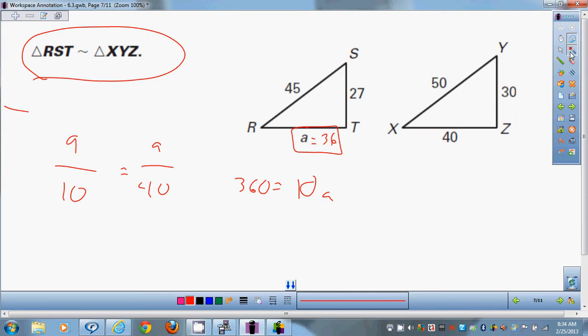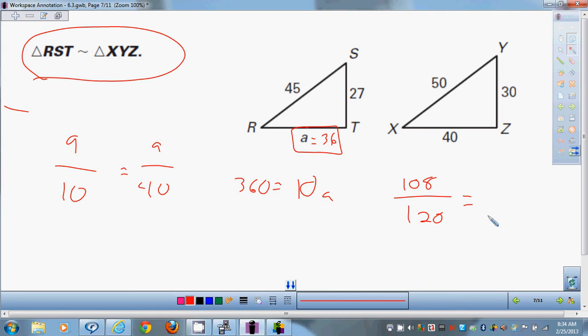108. What's the perimeter of XYZ? 120. Okay, now, somebody punch that in the calculator and hit math enter, enter. Tell me what you get. Holy mackerel! You get the same exact scale factor. That's what our next piece of notes is.